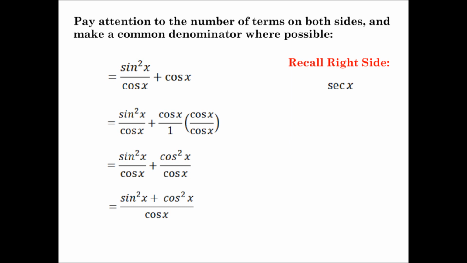And it may look more complicated right now, but remember what one of our tips was, and that was to look for that Pythagorean identity. Sine squared x plus cos squared x equals 1. So now we can take out that entire numerator and replace it with 1. And 1 over cos is equal to secant. So that's exactly what we needed. That's our reciprocal. And we've now proven that left side equals right side. So we finished our proof for that equation.